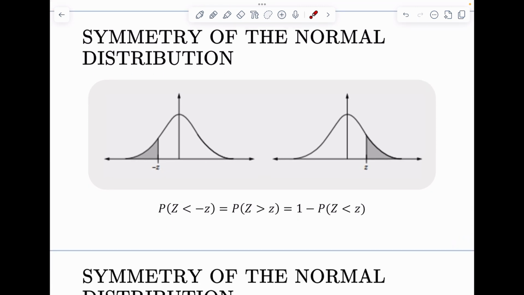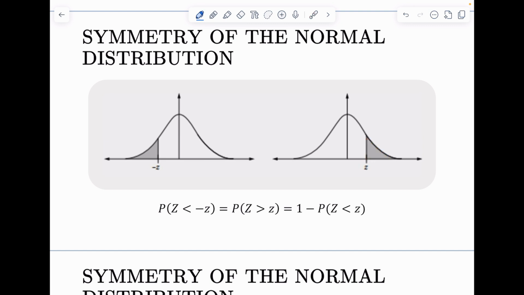Okay, here's the next concept. We're looking at the symmetry of the normal distribution, and I mentioned this earlier. The reason we're looking at this is because a lot of the time, the z-score tables will only tell us the probability of having a value or less. So for example, the z-score here could be 1, and the table itself gives this particular probability here. Now, what happens if we're looking for a probability where we need to look at above a certain value?